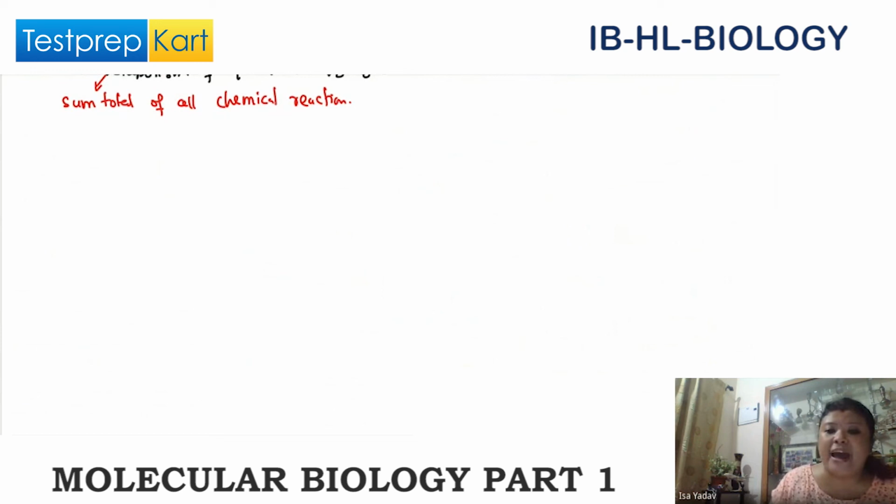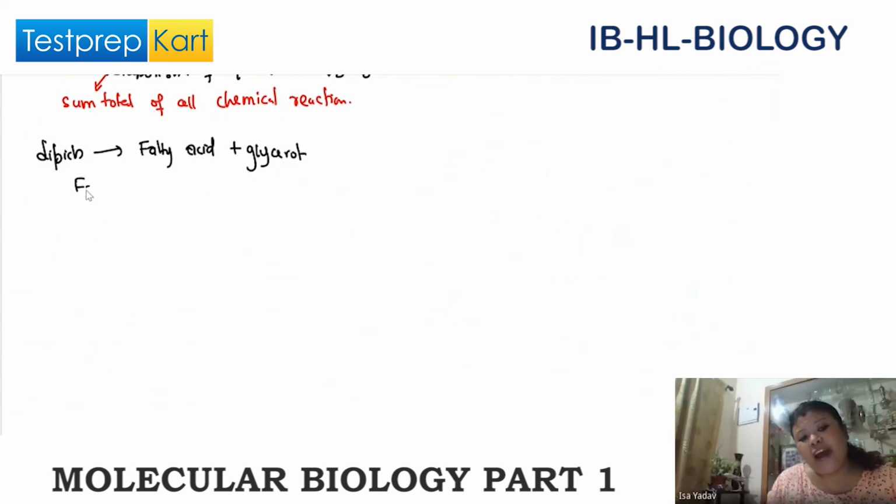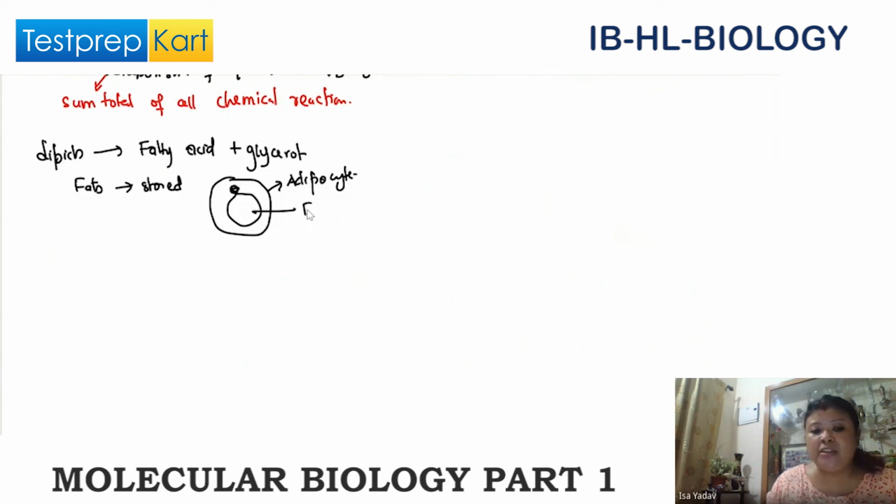Then lipids are fats. Lipids are made up of fatty acid plus glycerol. All the fats that are present in the body are stored in a particular cell. This cell is called the adipocyte. This is the fat vacuole.